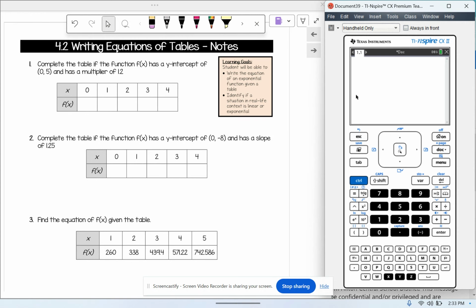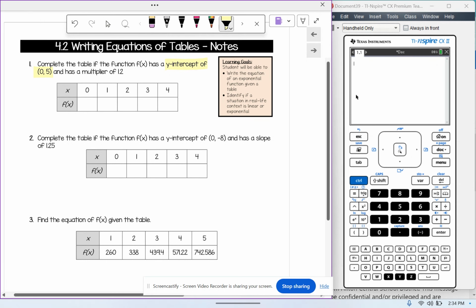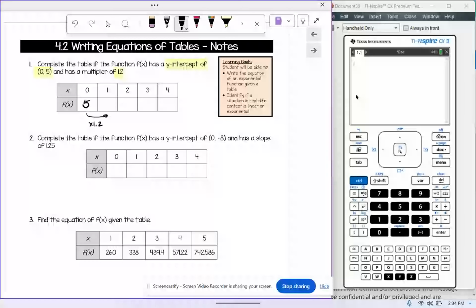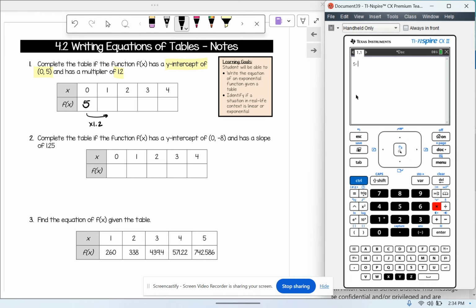Okay. Question number 1 says, complete the table if the function f of x has a y-intercept of 5 and a multiplier of 1.2. So a y-intercept of 5 is going to be where the table starts, and then a multiplier of 1.2 means I have to multiply that starting value by 1.2 in order to get to the next value in the table.